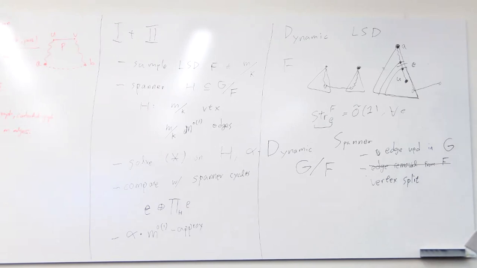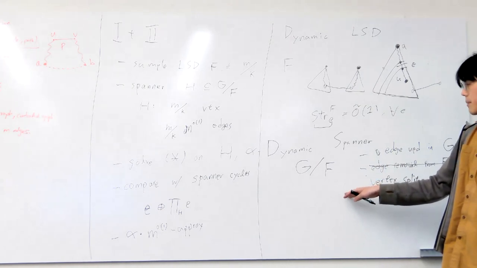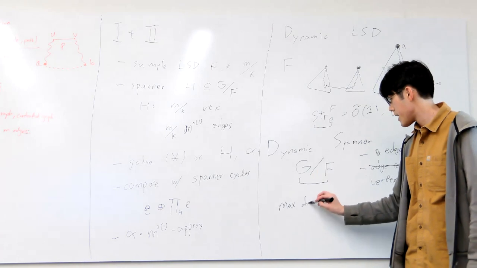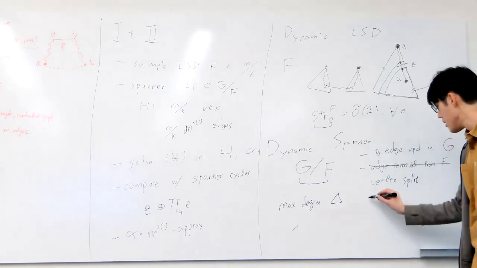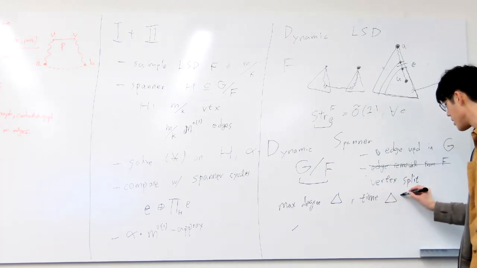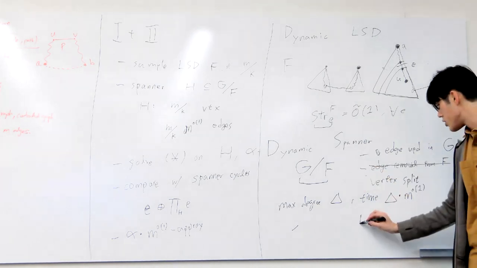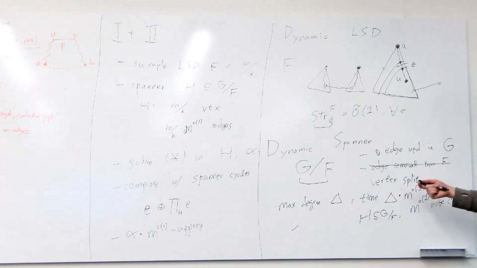So how do we do this? Let me write a simpler version of this problem. What we can show is that if this G over F has max degree delta, then both of these operations can be supported in time delta times n to the small. And the magic thing is that in the spanner of G over F, per operation, only a small number of edge changes happen. This is the goal we have here.